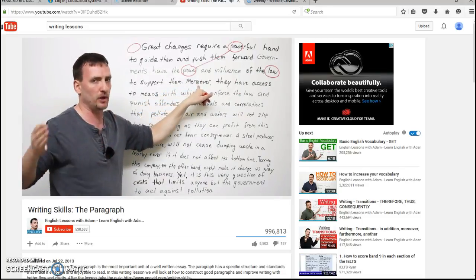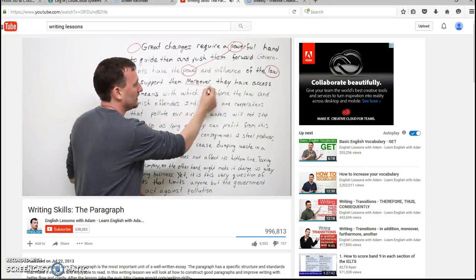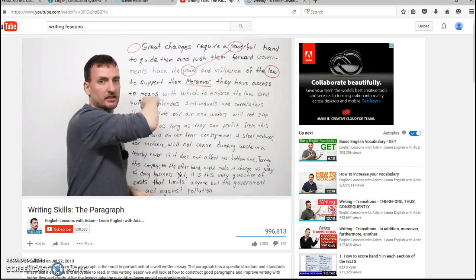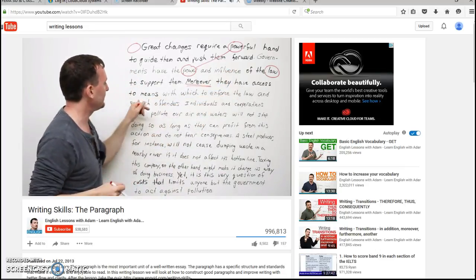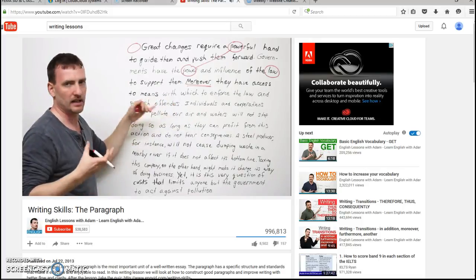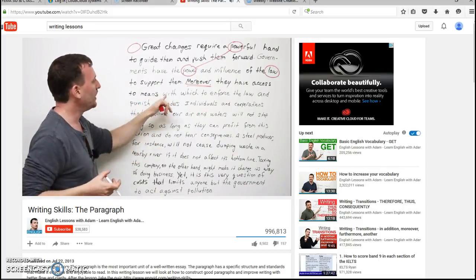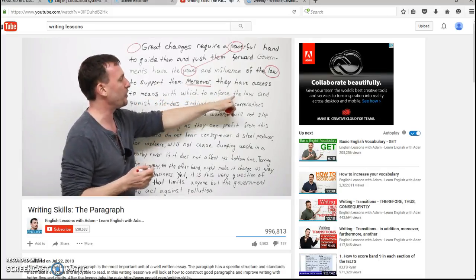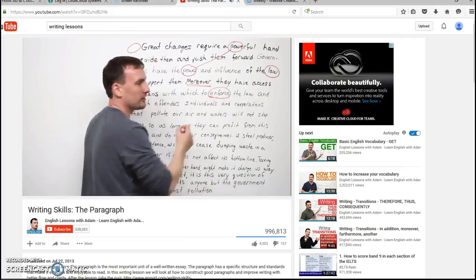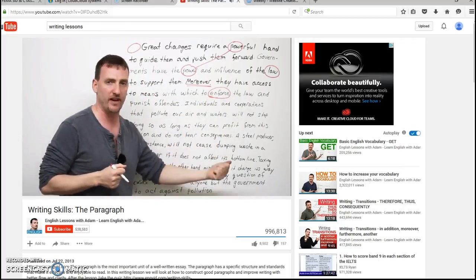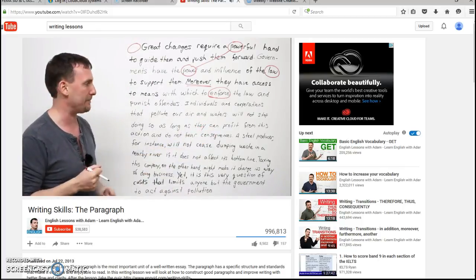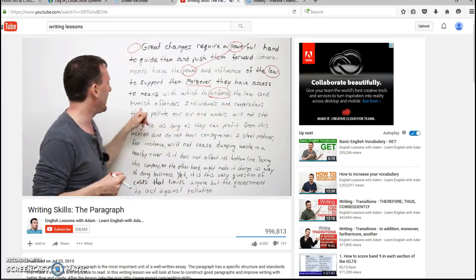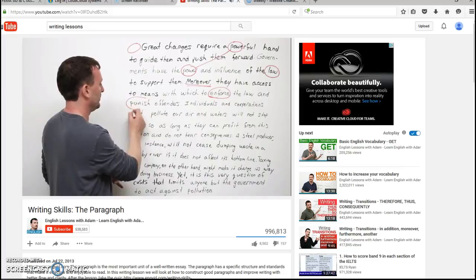Moreover, now, I'm not going to a new idea. I'm adding to this idea that I just mentioned. They have access to means, means ways of doing things, with which to enforce the law. So here, again, another idea. Enforce means put into effect, make sure that it actually happens. Enforce the law and punish offenders.